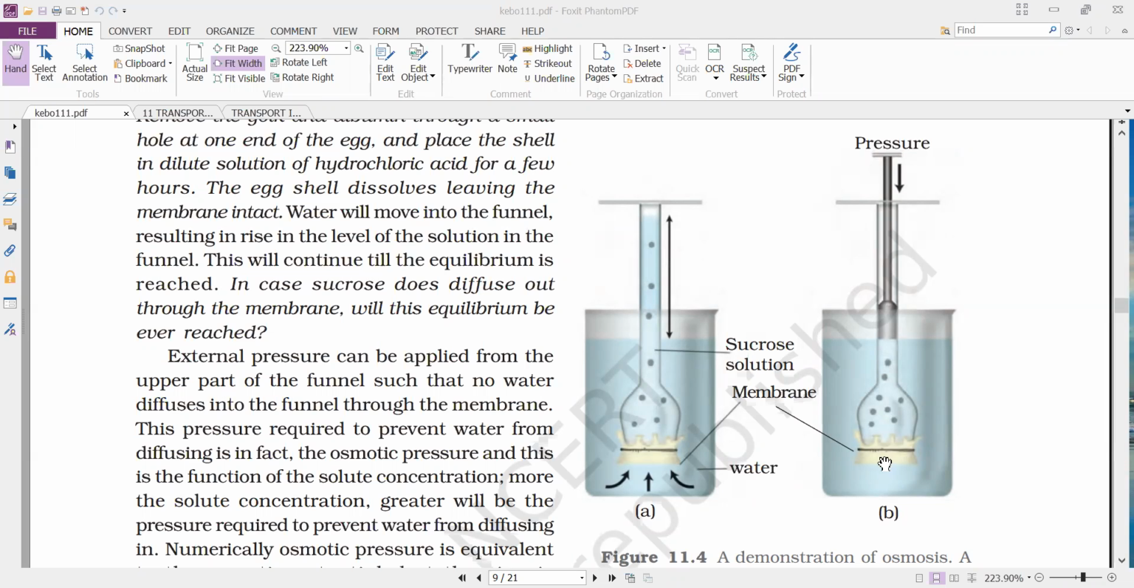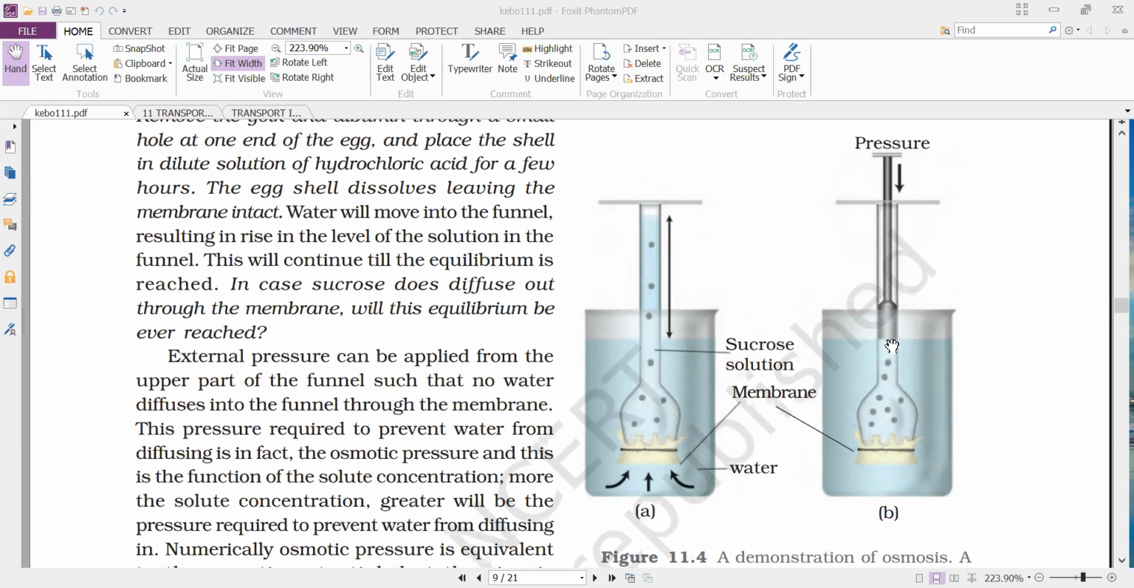We all know very well that during osmosis, water always enters from the region of higher water potential to the lower water potential. As the water present in the beaker has higher water potential than the water present in the thistle funnel, the water continuously enters into the thistle funnel. But here, we are applying pressure in the opposite direction on the sugar solution to prevent the entry of water from the beaker into the thistle funnel.